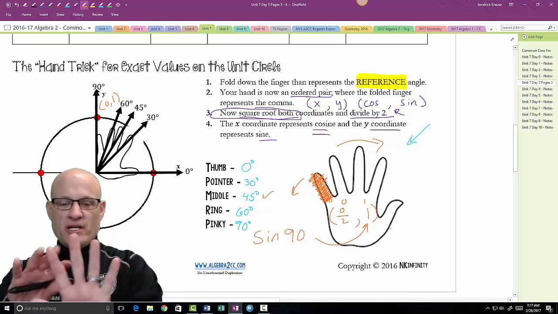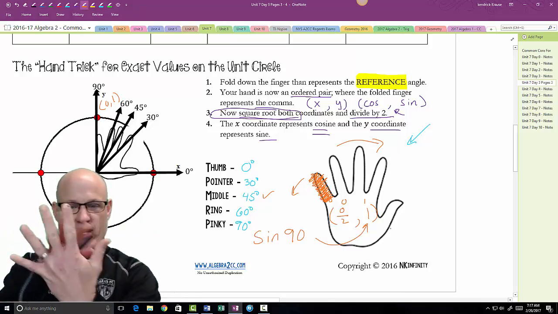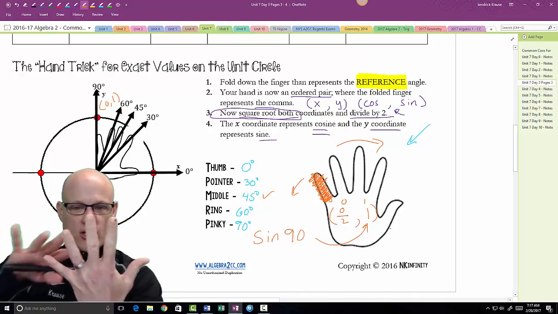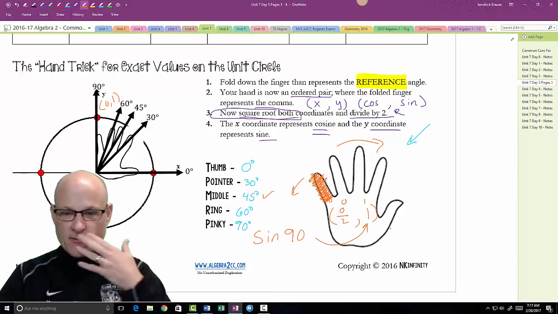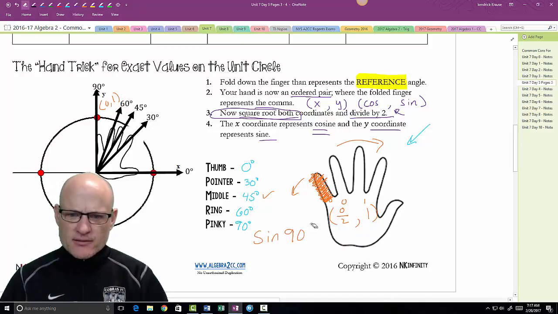So as you're looking at your hand, sine will always be on the right side, cosine will be on the left side. That's the way it is. X is on the left, y is on the right. All right.